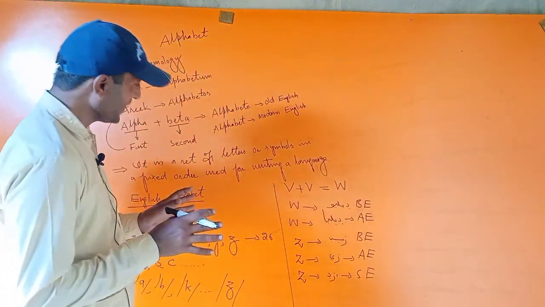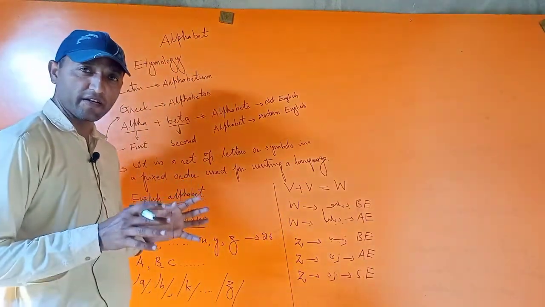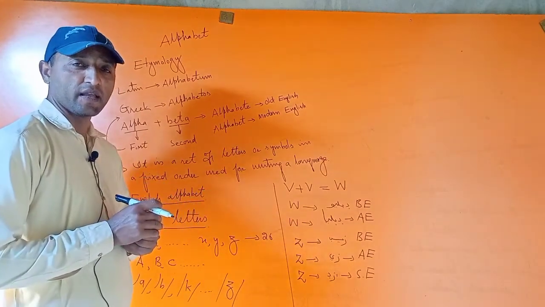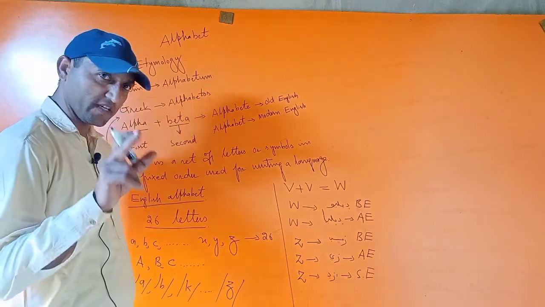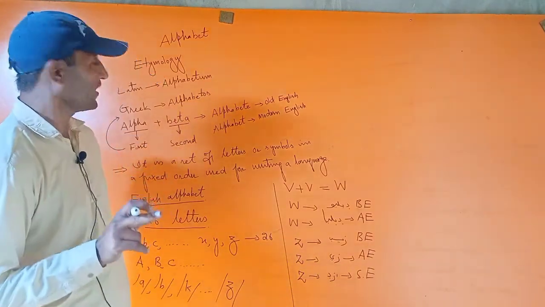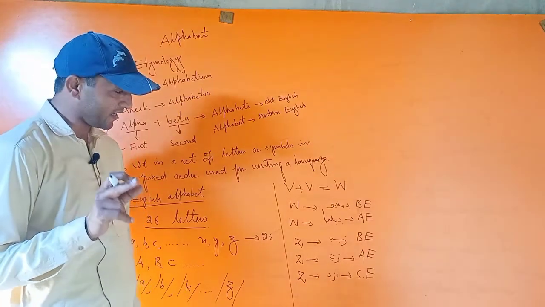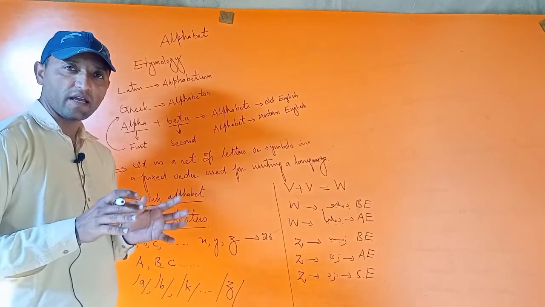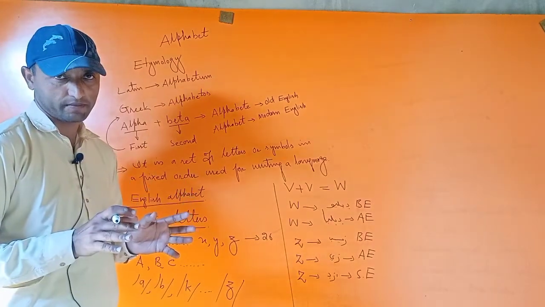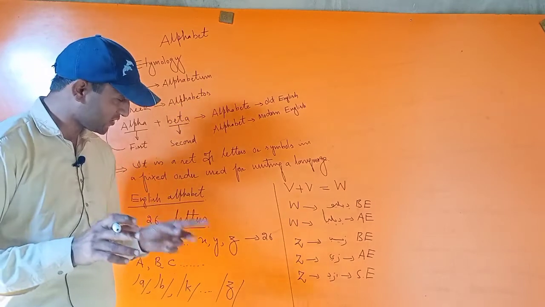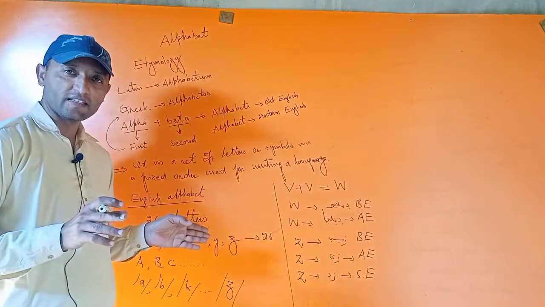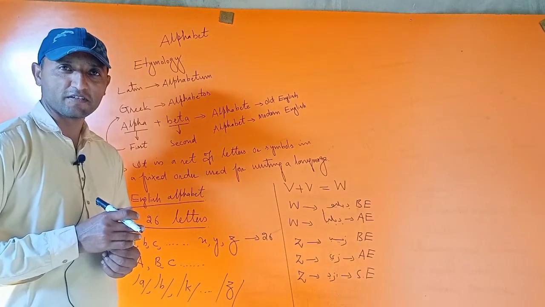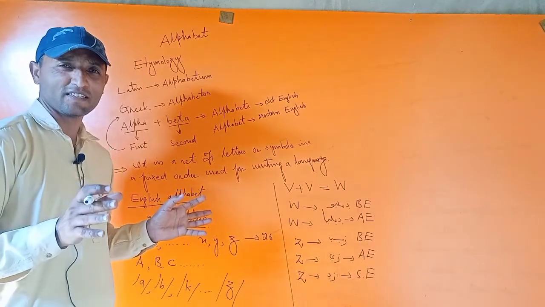So in language, the alphabet plays a dynamic role. Without the alphabet we cannot write any language. So it plays a key role. And this is my lecture on the alphabet. I tell you that every language has its own alphabet. So in English you will see 26 letters, in Sindhi you will see 52 letters, and in Urdu, Arabic, Chinese, Persian and so on, you will see different letters.